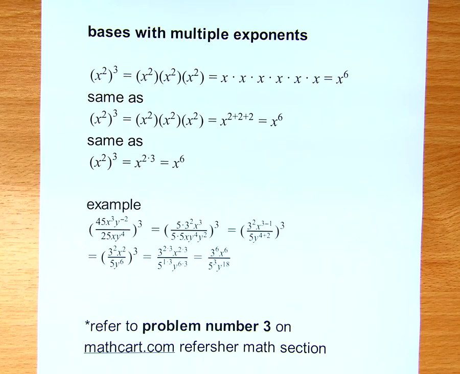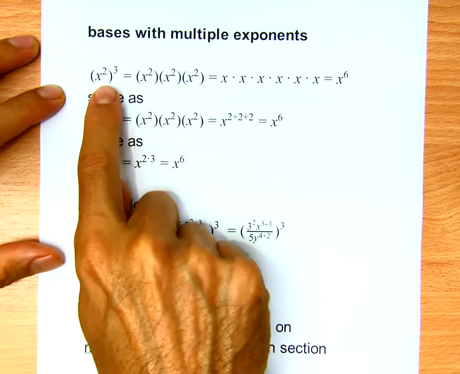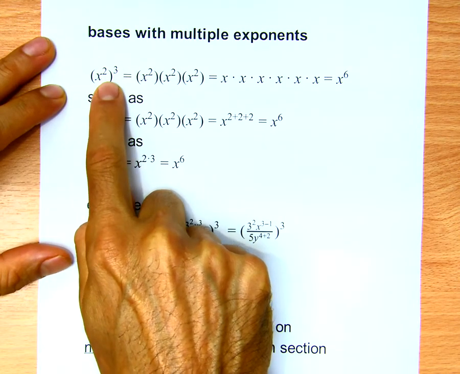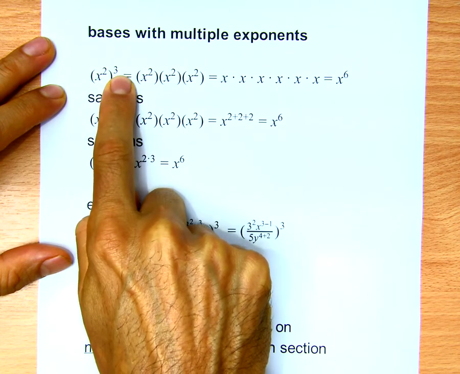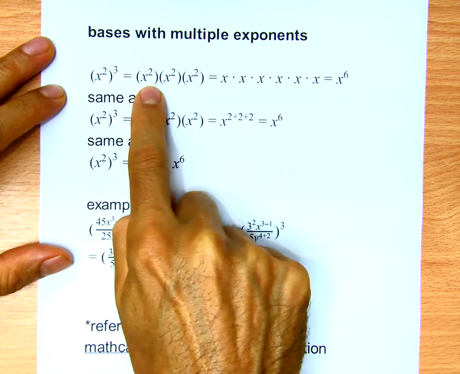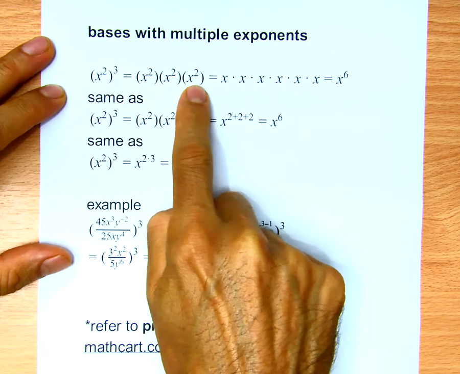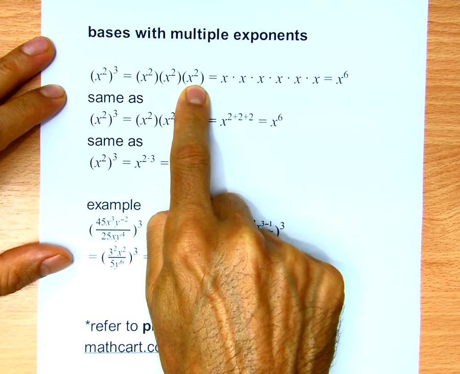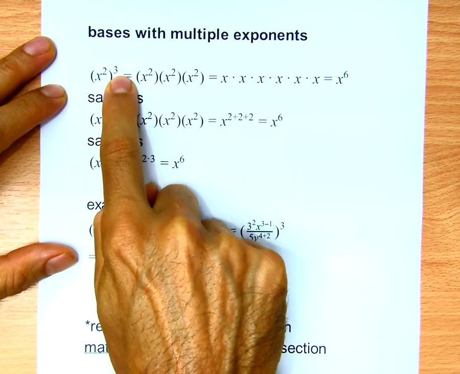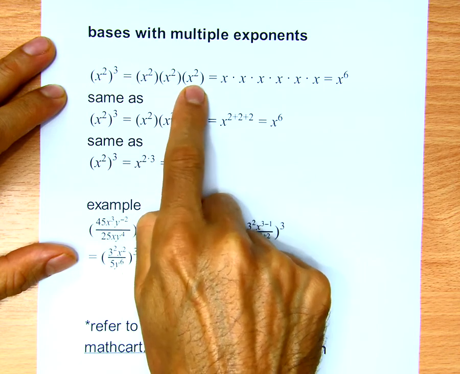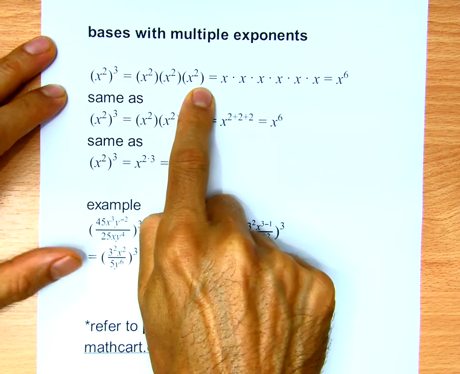This video will explain multiplying bases with multiple exponents. I'm going to start by looking at x power 2 in a bracket to a power 3, which means x power 2 multiplied times x power 2 multiplied times x power 2. From this power 3, I'm going to multiply each power 2 three times.